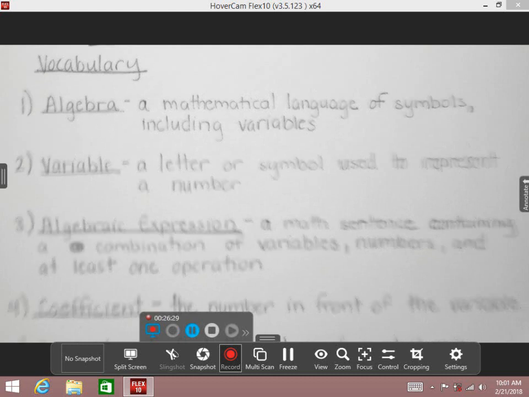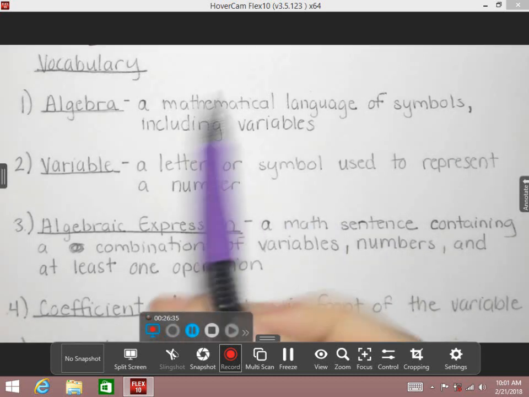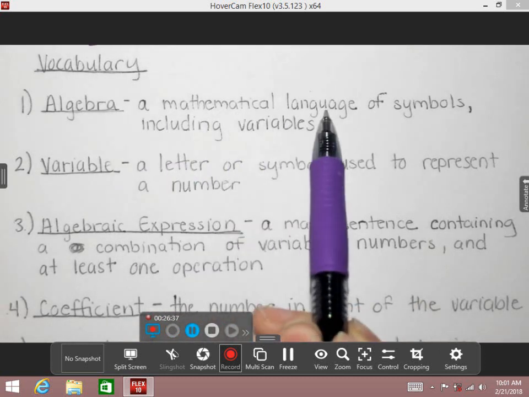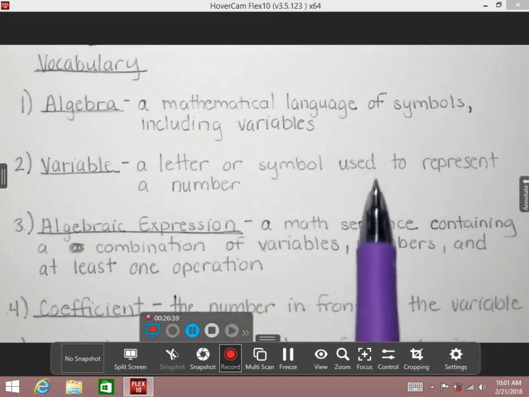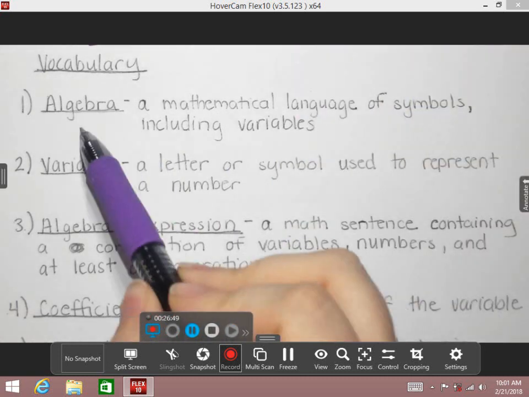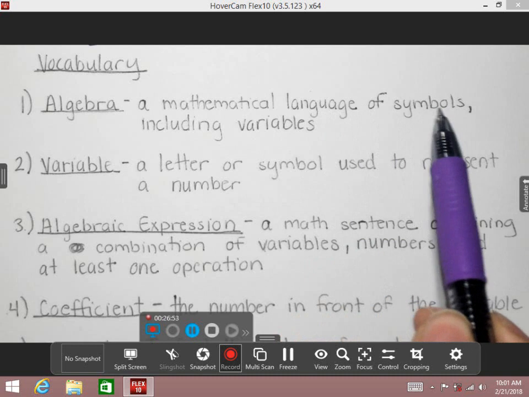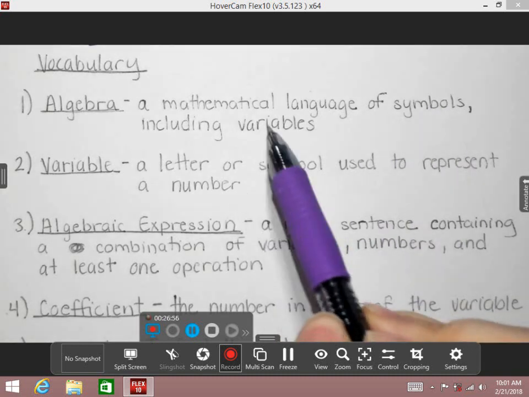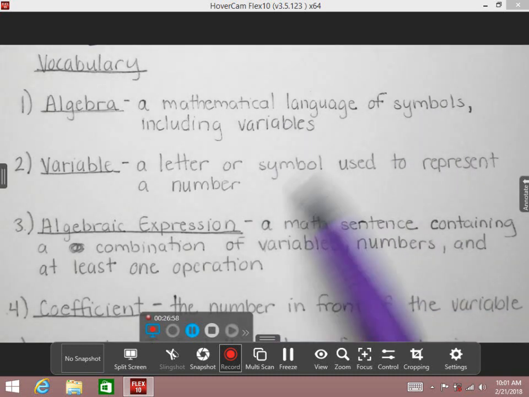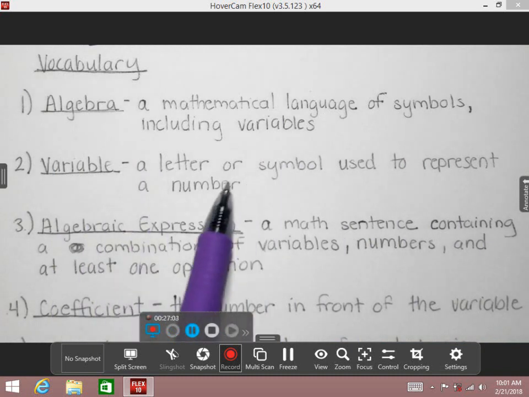All right, so it looks like some of us have this first part copied down, so I'm going to go ahead and talk about this a little bit. Algebra. Yesterday we mentioned that it was a language because when we were translating it, we used the word translate because I'm literally taking the English language and changing it into a math language. And that's all algebra is. It's a mathematical language where we don't just have numbers and operations, we also have symbols, which include those variables that we've been mentioning. All right, we defined variable yesterday. We said it can be a letter or a symbol to represent a number.